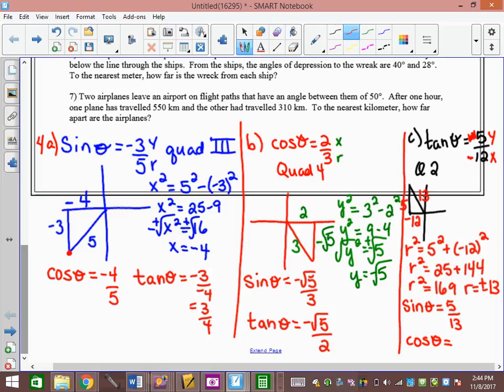No. Whenever you take the square root of any number, you get plus or minus. Okay? Then you draw it in a quadrant for a reason.